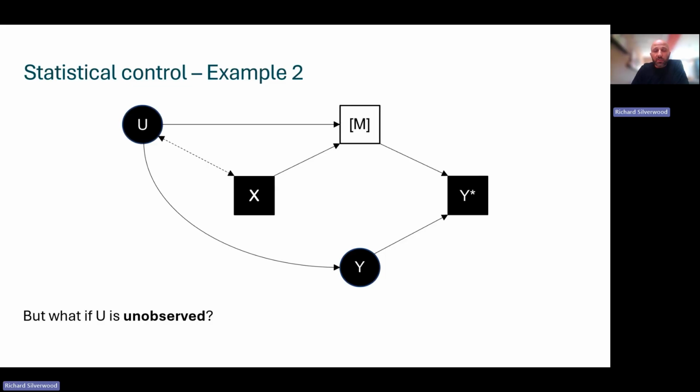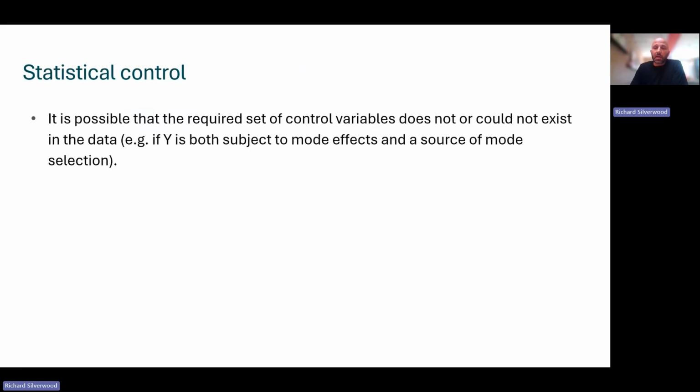But what if U is unobserved? Clearly then we can't control for it and we've got a problem. If we don't adjust for M or control for M, then we're picking up a spurious association via the mode. But by doing so, we're opening up this additional spurious path, and therefore even in this toy example, it's impossible for us to unbiasedly estimate the effect that we're interested in.